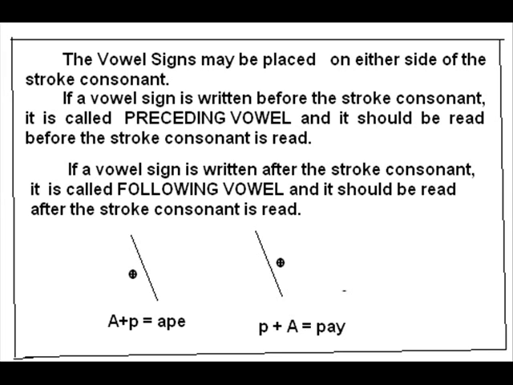Because before P, there is no vowel. There is no vowel at all. Therefore, you will have to read first up plus A. Pay. Up plus A. Pay. Up A. Pay. Like that. Now you have seen preceding vowel and following vowel.